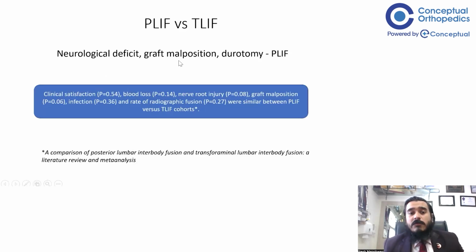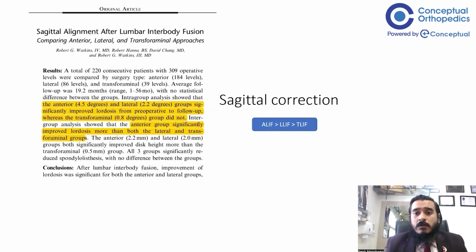PLIF versus TLIF, neurological deficit, graft position, durotomy would be higher maybe in PLIF. Clinical satisfaction, blood loss, nerve root injury, graft malposition, infection, and radiological fusion are similar in both PLIF and TLIF cohorts. So both would show more or less the same results. Why is TLIF more commonly done? Because you don't retract much of the dura in that. PLIF requires some retraction of the dura. Hence, TLIF is generally more commonly preferred over PLIF.